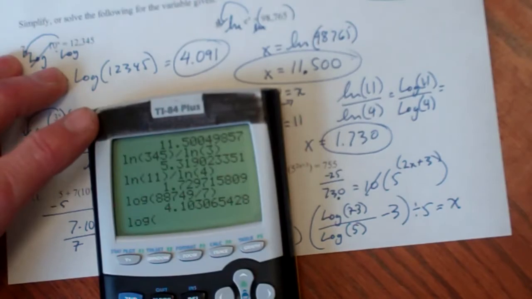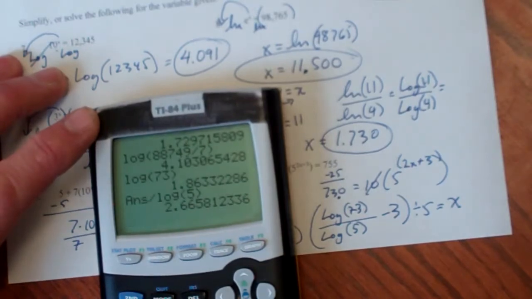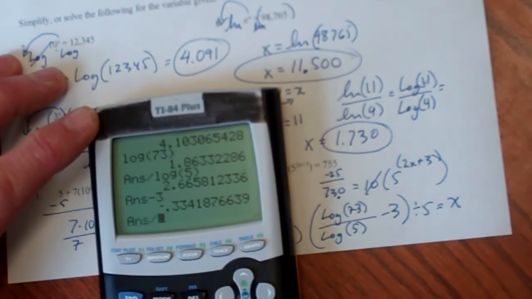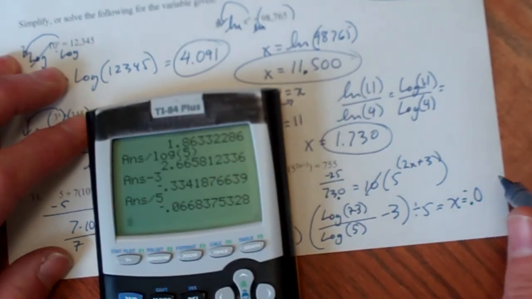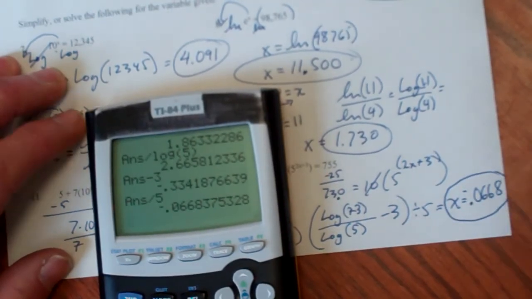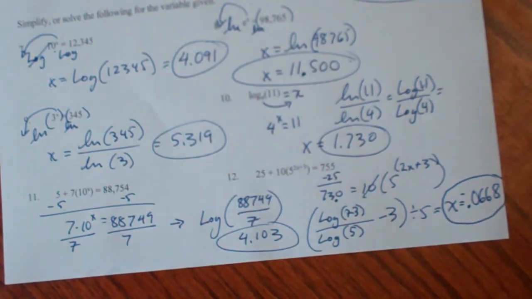Log of 73, hit enter, divided by a log of 5, hit enter. Hitting enter each time will save you from making mistakes with parentheses. Minus 3, hit enter, and then divide by 2. Hit enter. So I get negative 0.0668. I'll just sneak that in. Alright, so double check that one and see if that's correct. I believe it will be. Good luck.